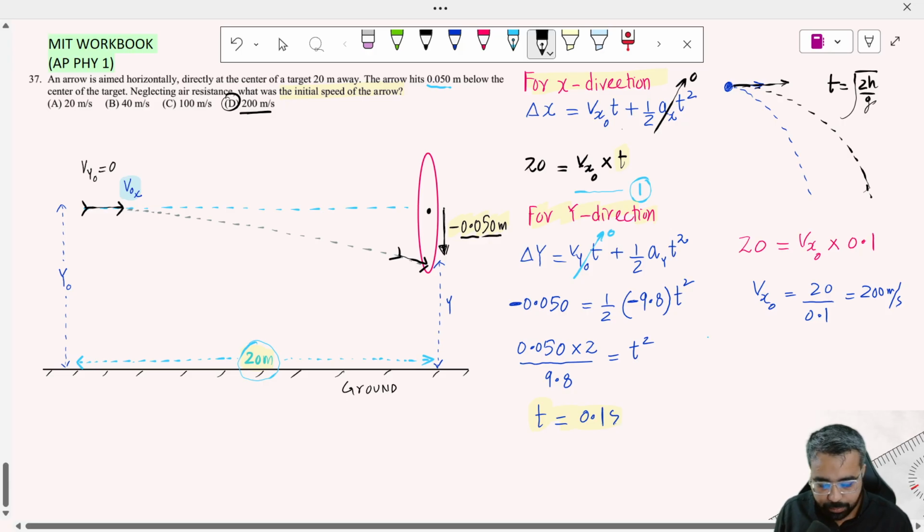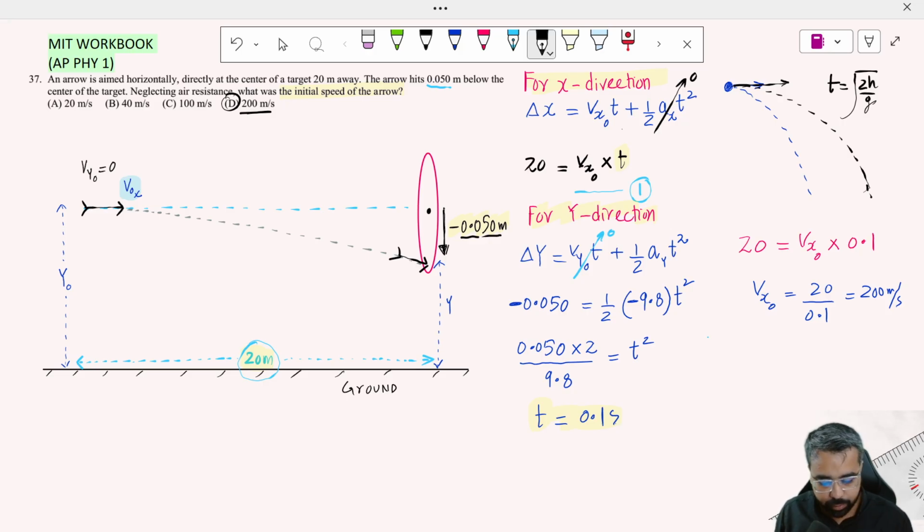So it means that if you want to, for example, hit the target very close, then you must increase the velocity so that it may hit somewhere in the middle.